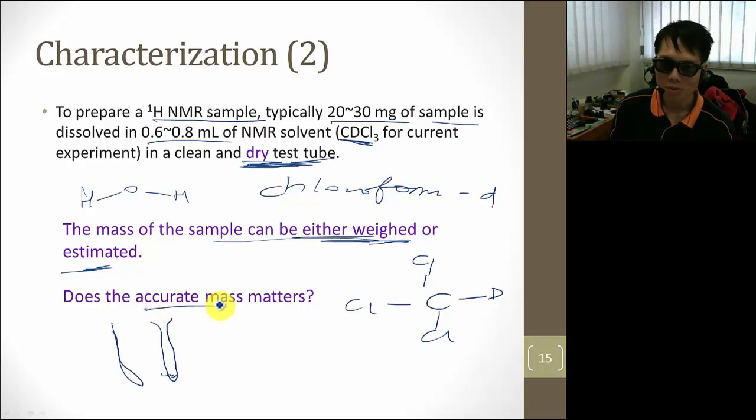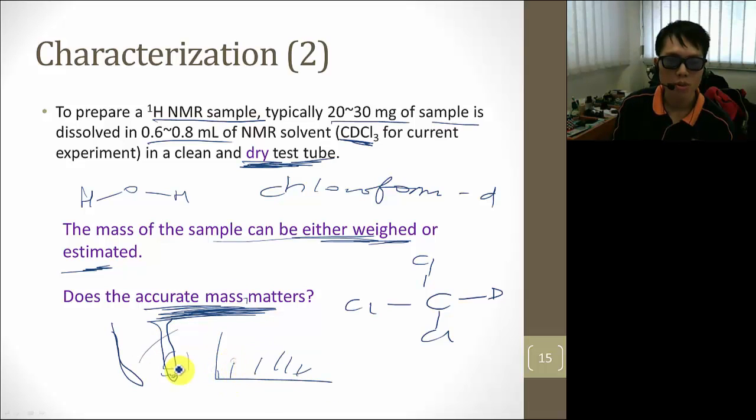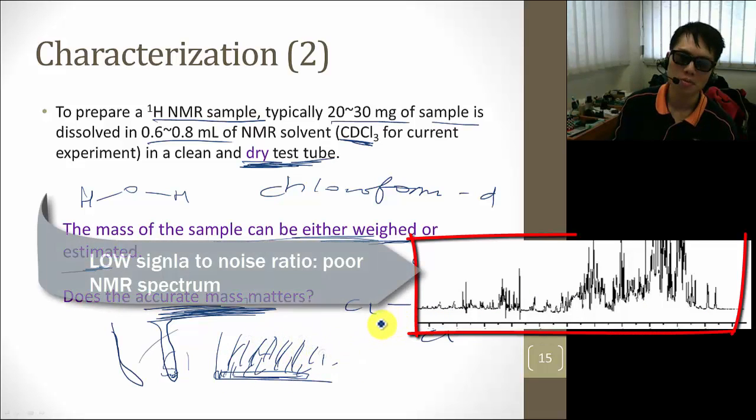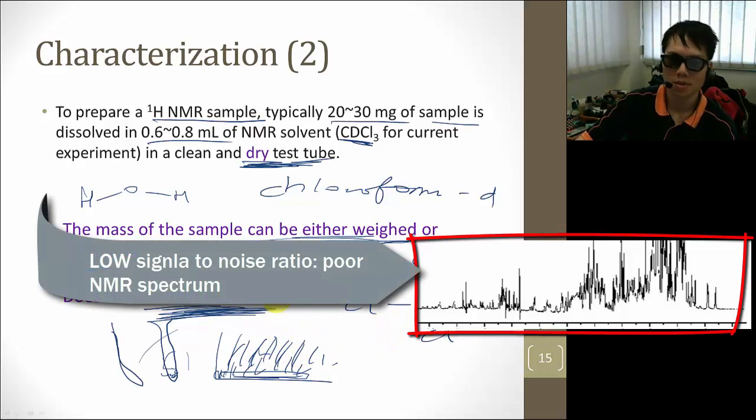And does the accurate mass matter here? Does it matter? You just need to add enough sample so that your NMR spectrum doesn't look too vague. That means if it's too dilute, your signal will be masked by the noise. If it's too concentrated, it will take a very long time to resolve the signals also. So do it just nice.